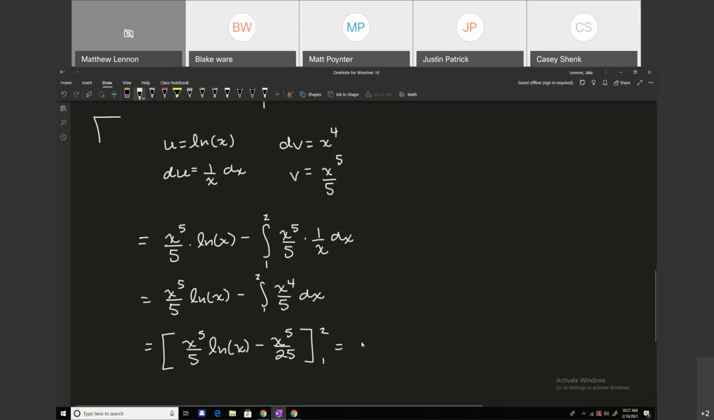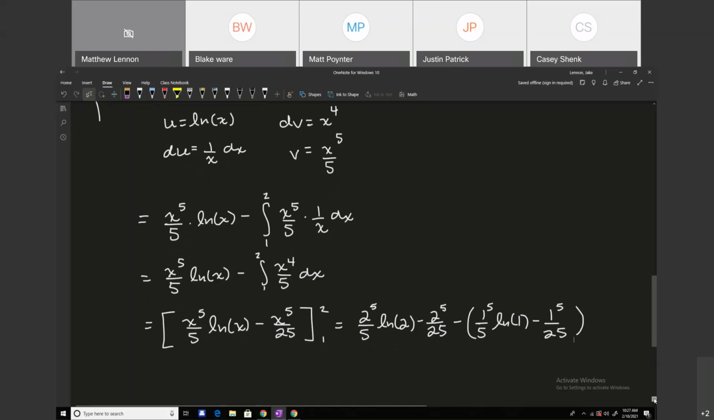So let's see if we can do that. 2 to the 5th over 5 natural log of 2 minus 2 to the 5th over 25. And then we need to subtract when we plug in 1. So 1 to the 5th over 5, natural log of 1. Natural log of 1 is actually 0, so that's going to go away. Minus 1 to the 5th over 25. And that about does it.